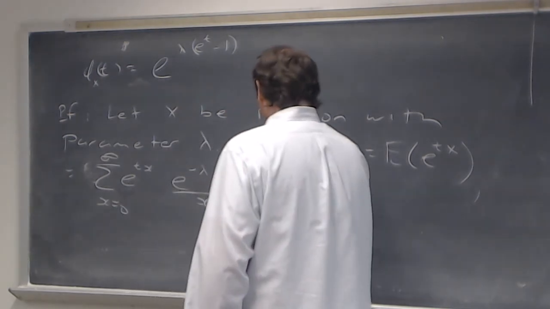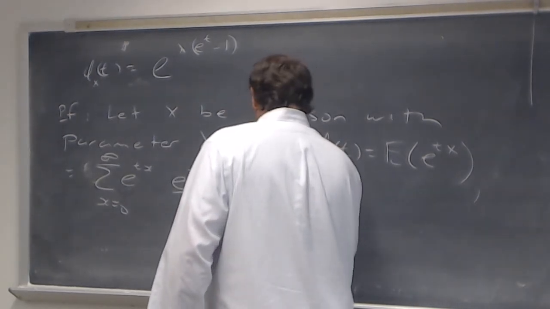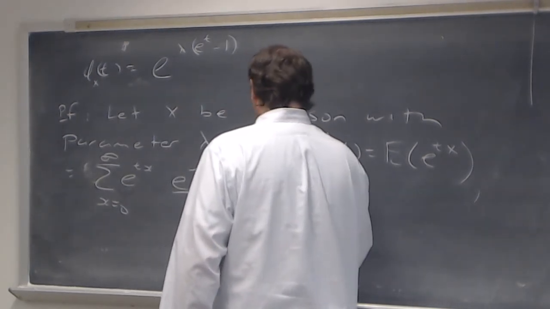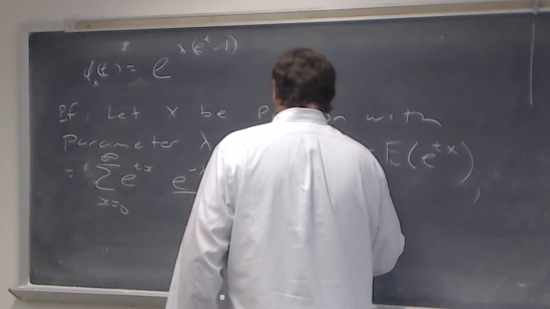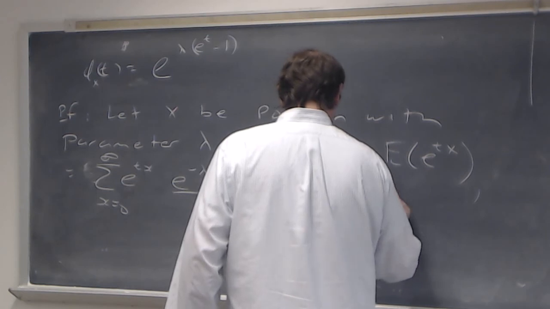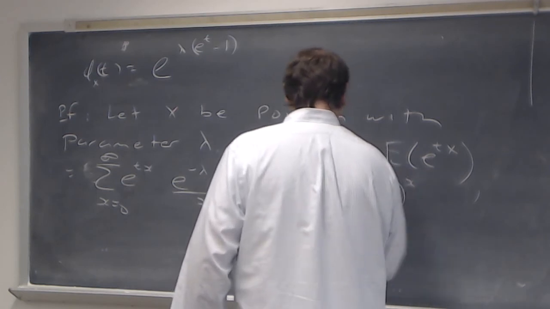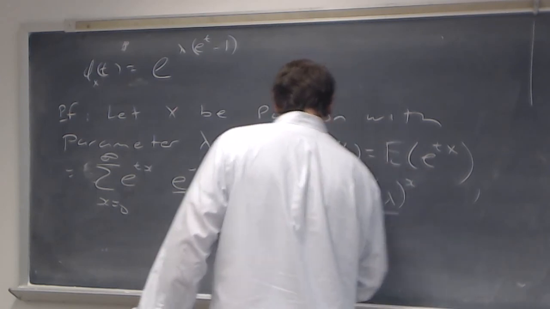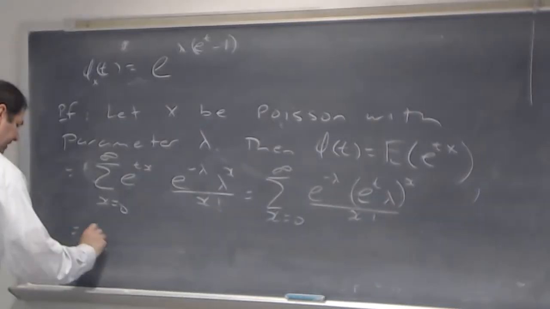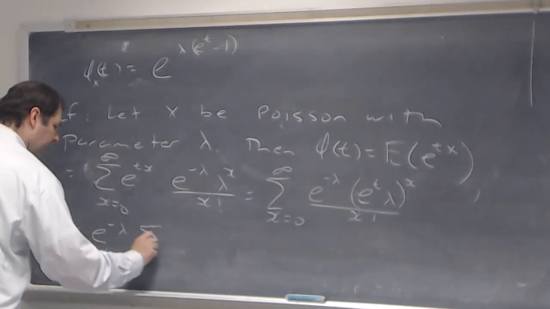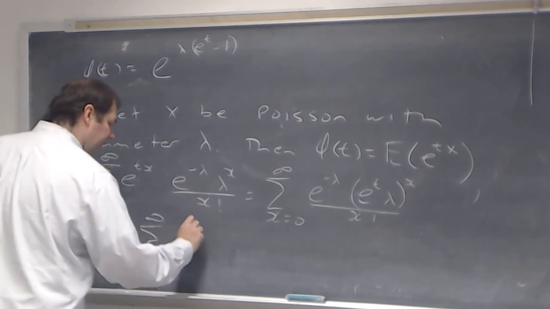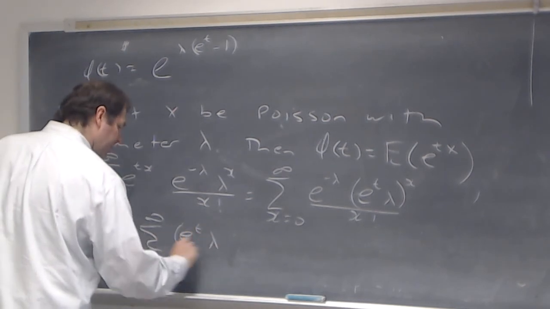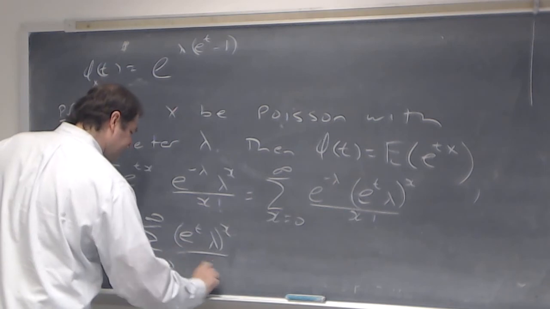This can be rewritten as the sum as x runs from 0 to infinity. This will be e to the minus lambda. Here, you can rewrite this as e to the t times lambda, all that raised to the x, over x factorial. That, you can bring out the e to the minus lambda. Here you have the sum as x goes from 0 to infinity, e to the t lambda, all that raised to the x over x factorial.